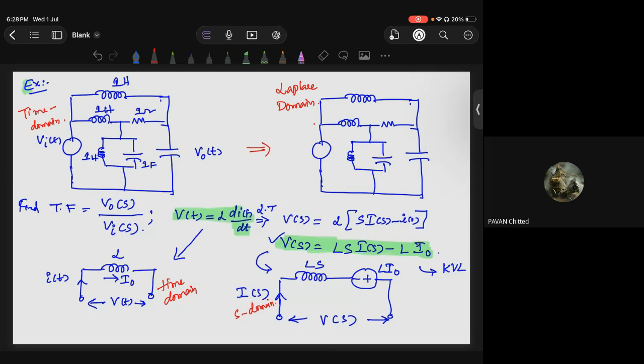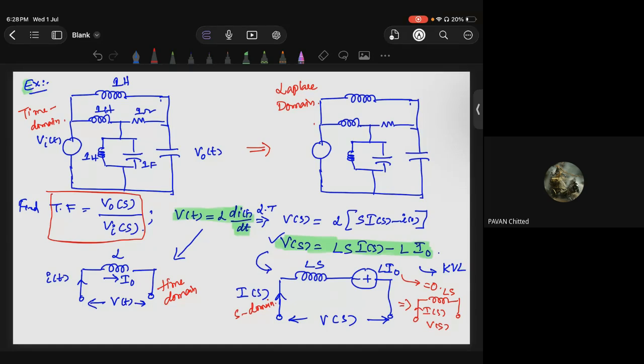So now here we are supposed to find the transfer function. The definition of transfer function says that initial conditions are 0. So you can make this I naught 0. When you make I naught 0, what do we get? We get this circuit like this. So V of S, I of S, LS. Correct?